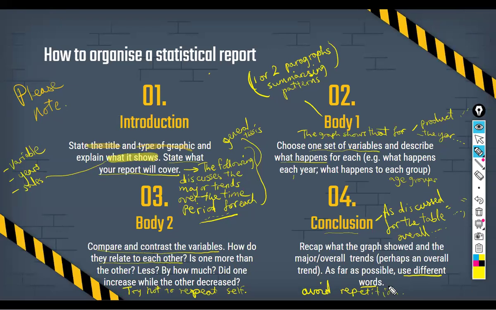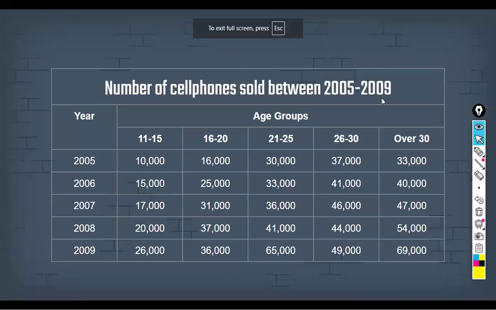Right, so by now everybody is done with this. Does anybody have any questions, anything they want to ask? I'm going to give you all a minute to finish getting whatever info you need from this slide. Right, to the same number of cell phones sold between 05 and 09. And in these age groups.